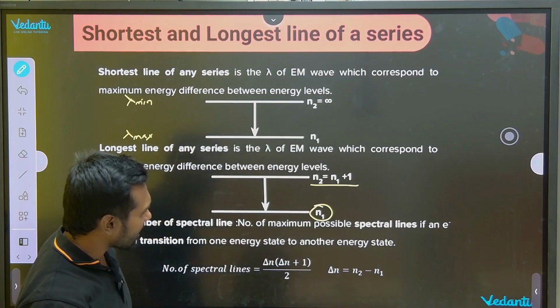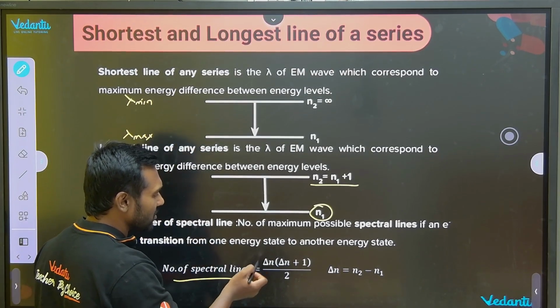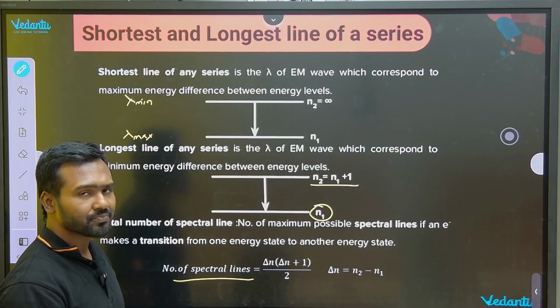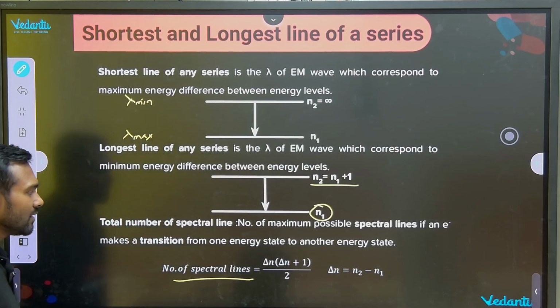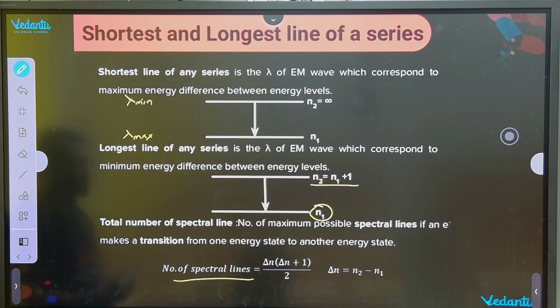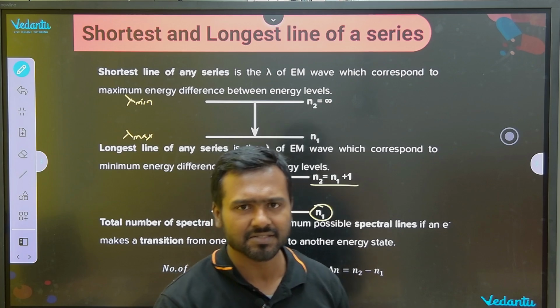The total number of spectral lines is equal to delta n into (delta n plus 1) by 2. Right? This is also a question they asked previously: how many total number of spectral lines. Fine.